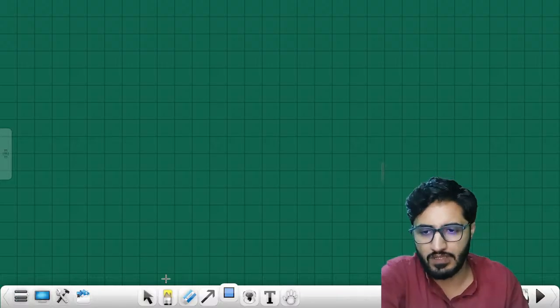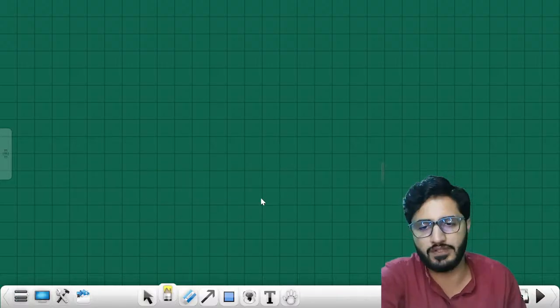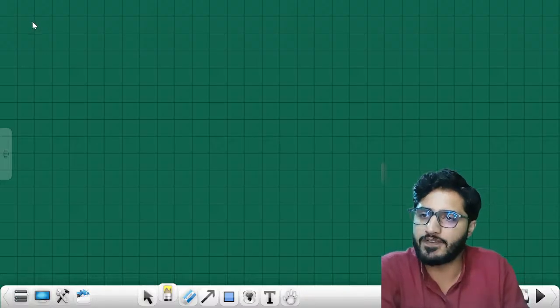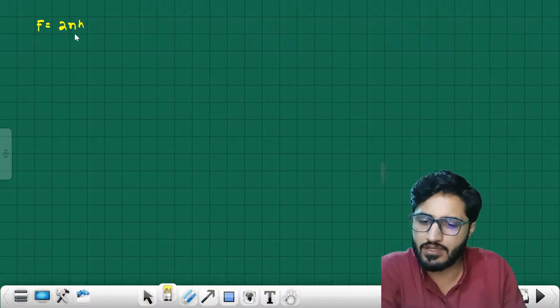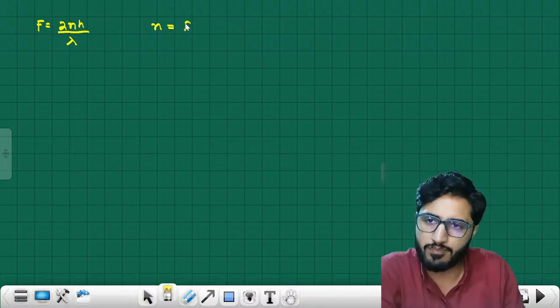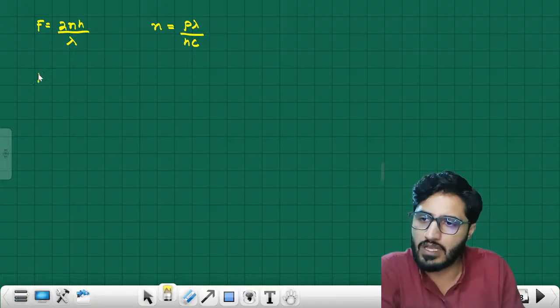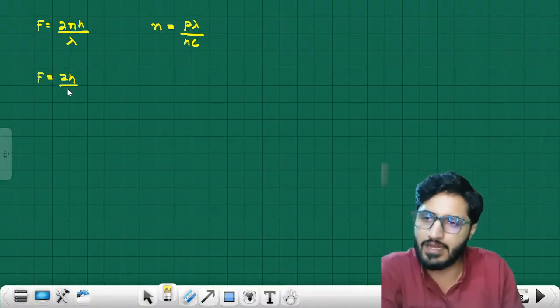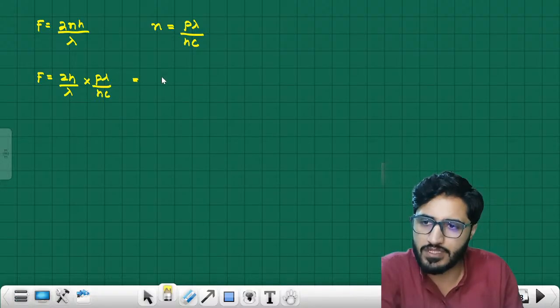Look now, in some places you will find the manipulated form of it. What is F? Is it 2nh divided by lambda? What is small n? Small n is equal to P lambda whole divided by hc. Place this value, so F equals 2h by lambda. In place of n, I will write P lambda whole divided by hc. Lambda, lambda cancel out, h's cancel out. So my answer came out to be how much? Is it 2p by c only?